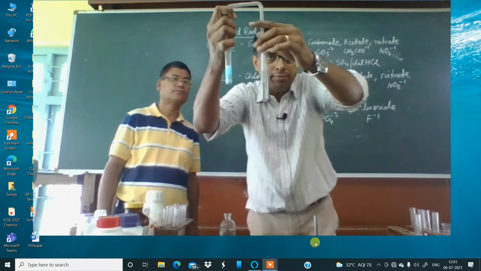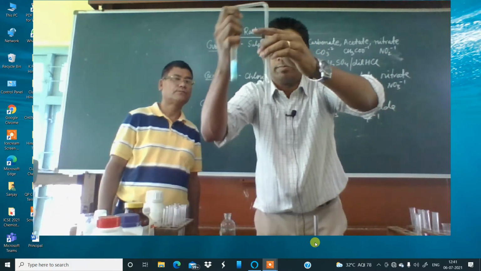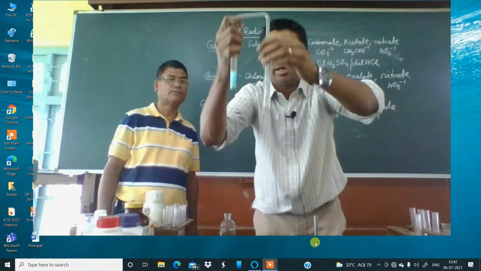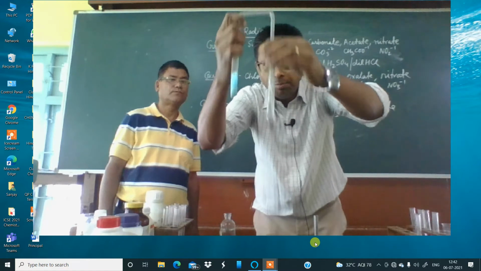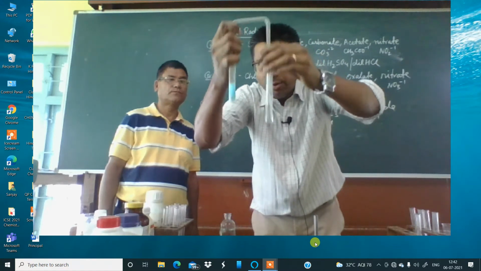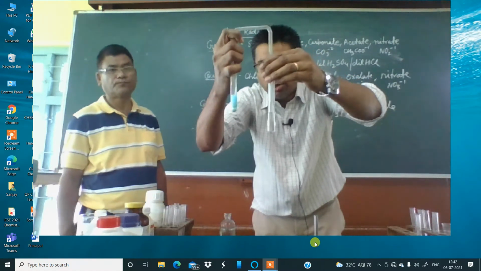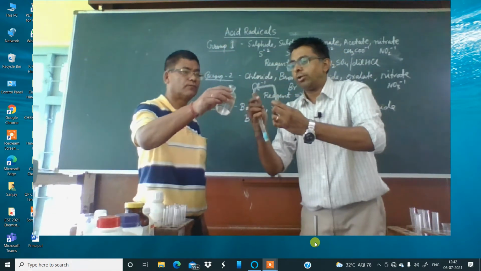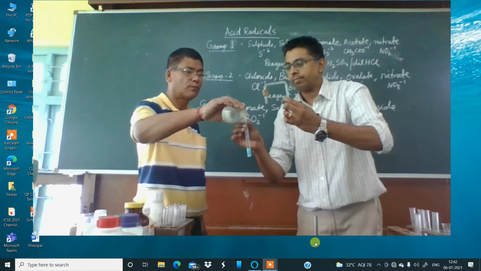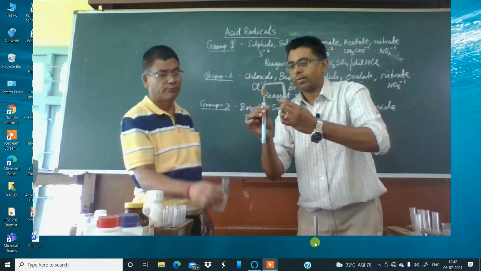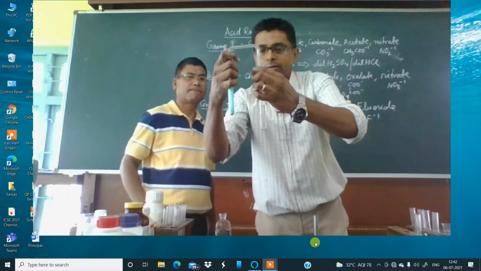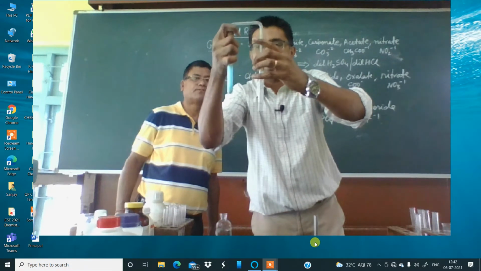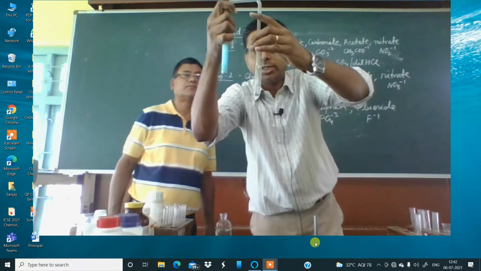After some time, if you watch very carefully, the lime water will change its color. It will become milky. So when carbon dioxide gas is passed through lime water, it should turn milky. I am adding some more dilute sulfuric acid over here. Actually, the gas is escaping. You can see the bubbling of the gas.